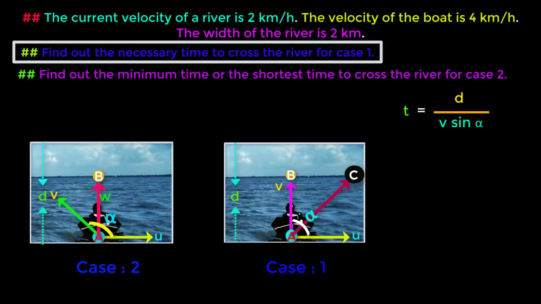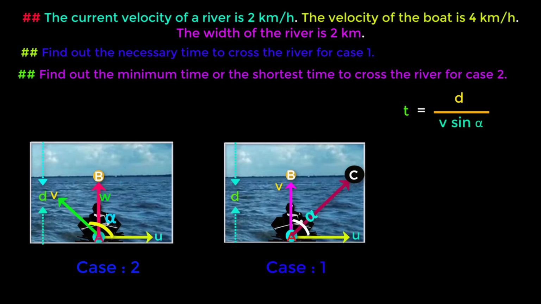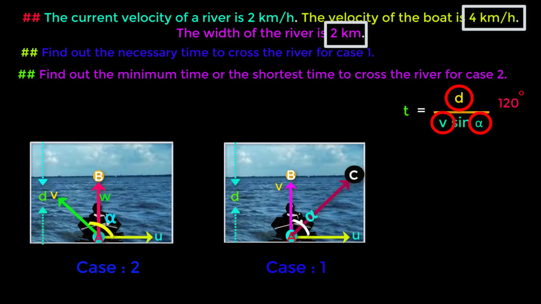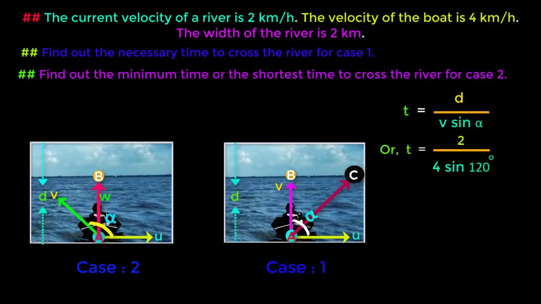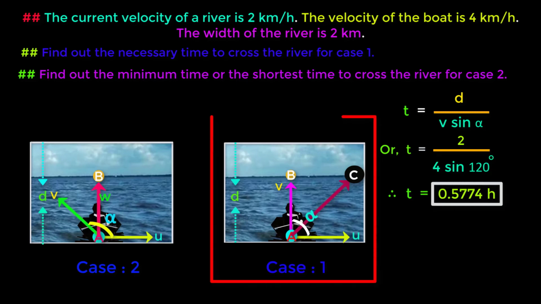Look at this question. Find out the necessary time to cross the river. See, we are not asked to determine the minimum time here. Distance d is here 2 km. Velocity of boat v is here 4 km per hour. And the value of alpha is 120 degrees here. Just a little while ago we got this value. If we put the value of d, v and alpha in this formula, then we get time t equals 2 over 4 sin 120 degrees. Therefore, t equals 0.5774 hour, and this is the answer for this normal case.